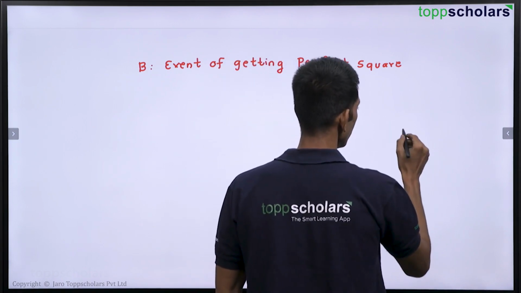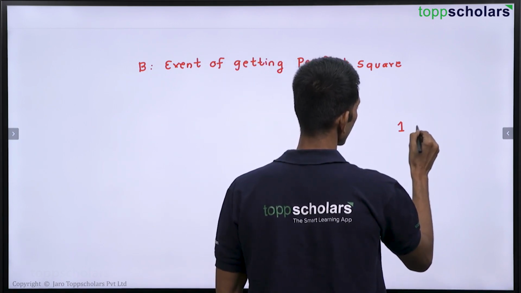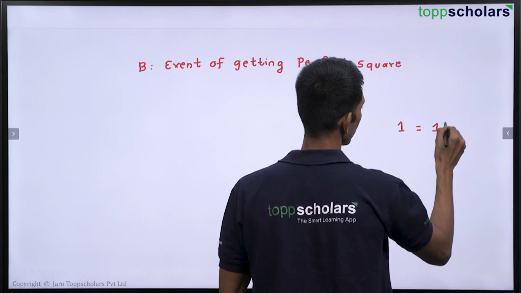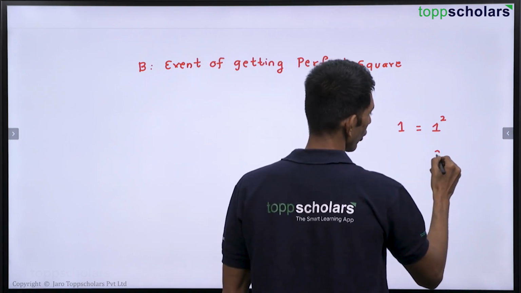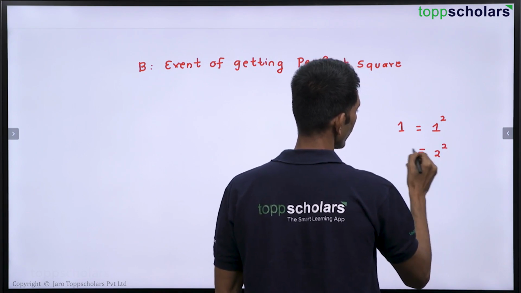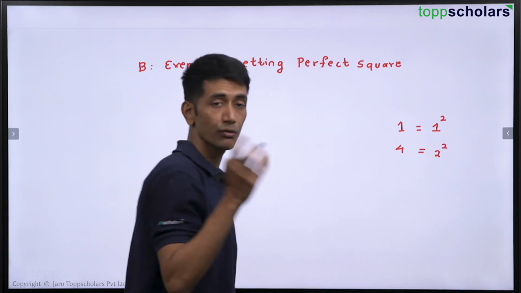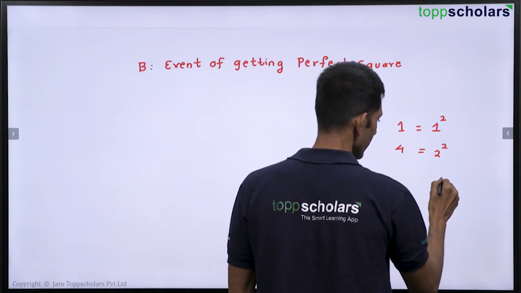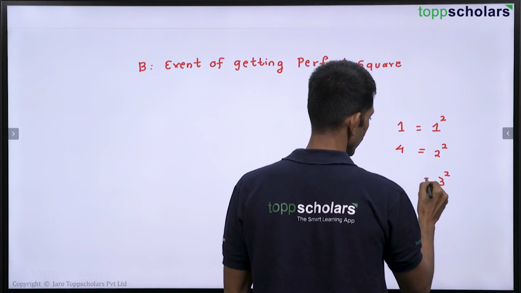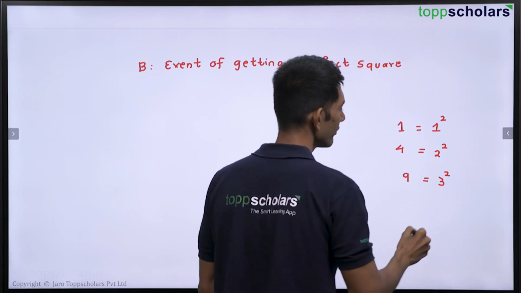integer. That's okay. So can I say 1 itself is a perfect square because 1 is the square of 1. Square of 1 is 1. So 1 is a perfect square. Then if I talk about 2 square, 2 square is 4. So 4 is a perfect square, but 2 and 3 are not perfect squares. Then if I talk about 3 square, 3 square is 9. So 9 is a perfect square.